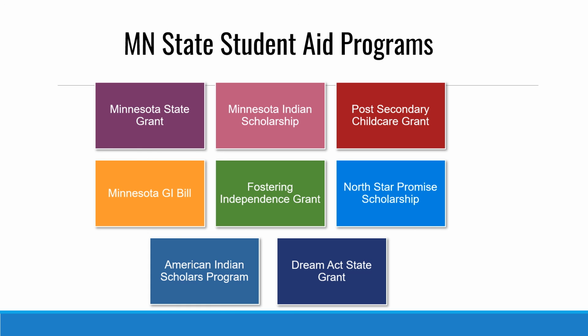Then we have the North Star Promise Scholarship. I've got a screen with some additional information, but that is guaranteed tuition and fees coverage for our students who have family income under $80,000. And then lastly is the DREAM Act State Grant. This requires a separate application, but I just wanted to note that for our students who are not legal U.S. citizens but meet guidelines, they could apply for the DREAM Act.